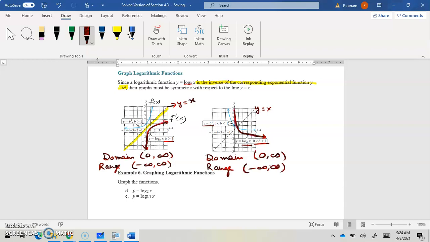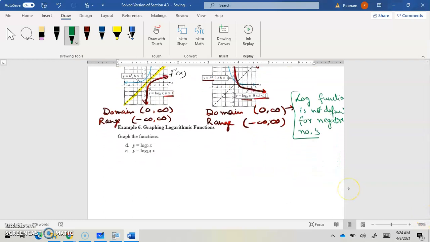From the domain, what you need to remember is that important point here, log function is not defined for negative numbers. This is very important fact that any log function cannot be found for a negative number.